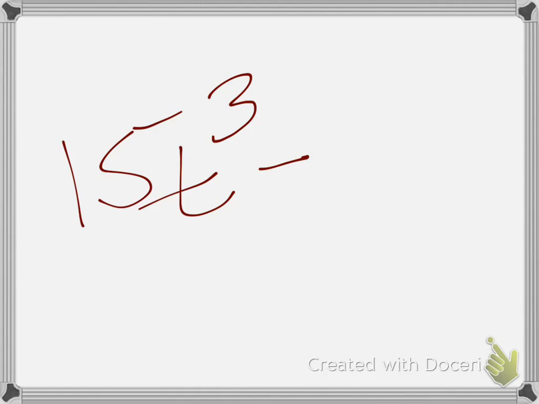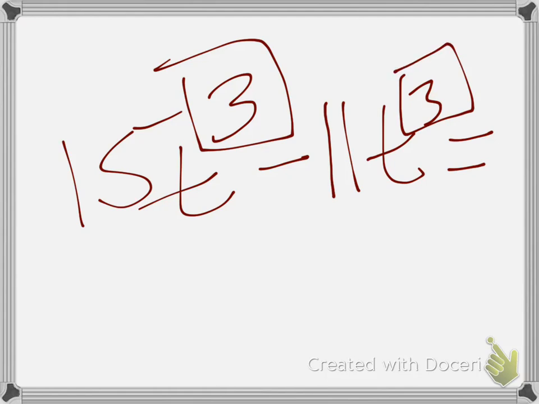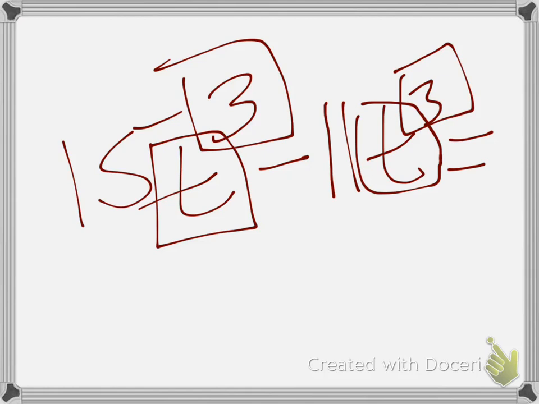So let's use another problem like 15t to the third minus 11t to the third. Now the first thing we would do is look at our exponents. We're going to look at our coefficients and check and see if they're the same. So you can see our exponents are the same and our coefficients are the same. So we can go ahead and write this down on the bottom.